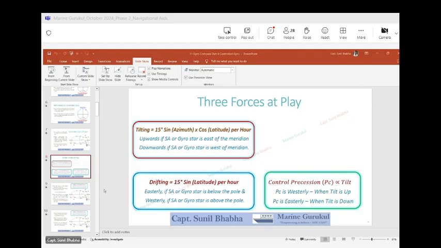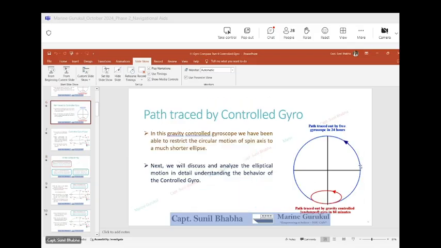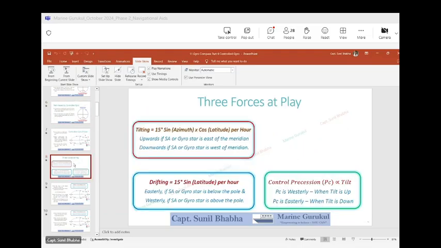Right, now I'm going back to the previous slide. Have a look at this diagram, beta. The red color ellipse, all the parts of the ellipse are below the pole, which is at the center of the blue circle. So the entire ellipse is traced below the pole. If the entire ellipse is below the pole, the drifting has to be easterly, correct? Yes, sir. Okay, all right.